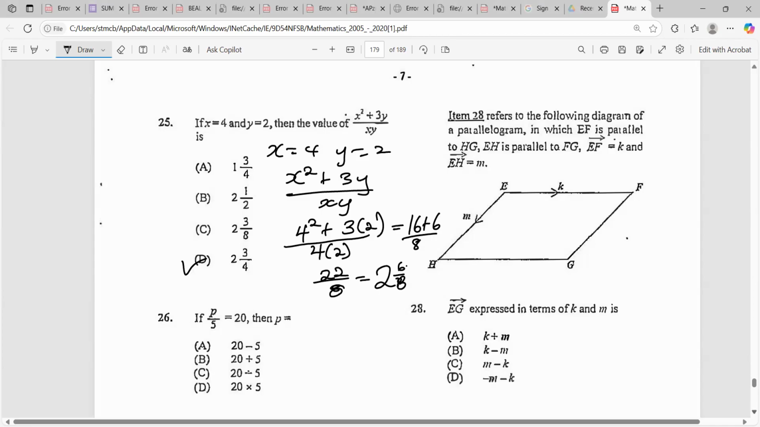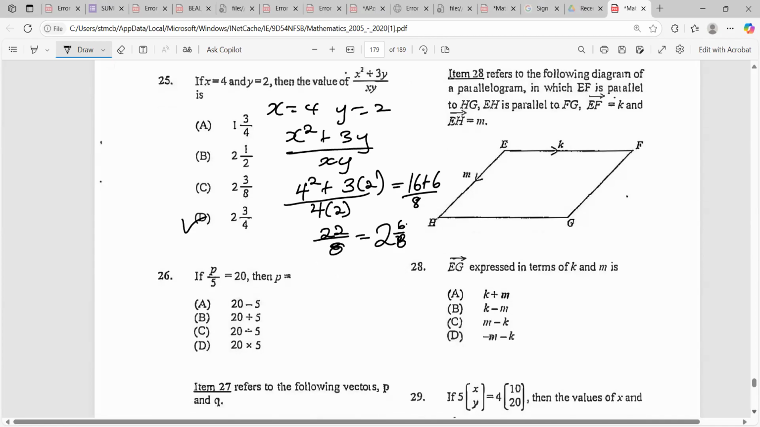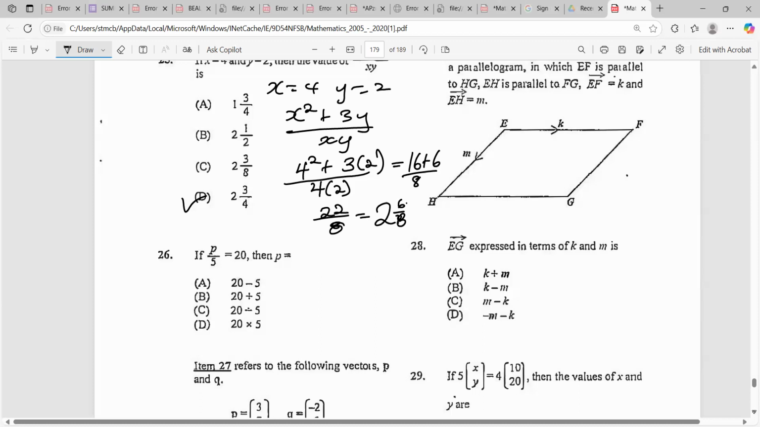26 says if P over 5 is equal to 20, then P, we are solving for P. So we have to take the opposite of this, which is divide. So we times by 5. So P is equal to 20 times 5. That's D.